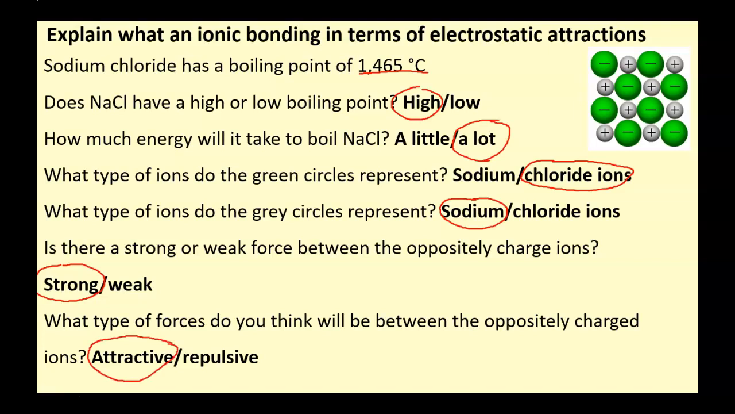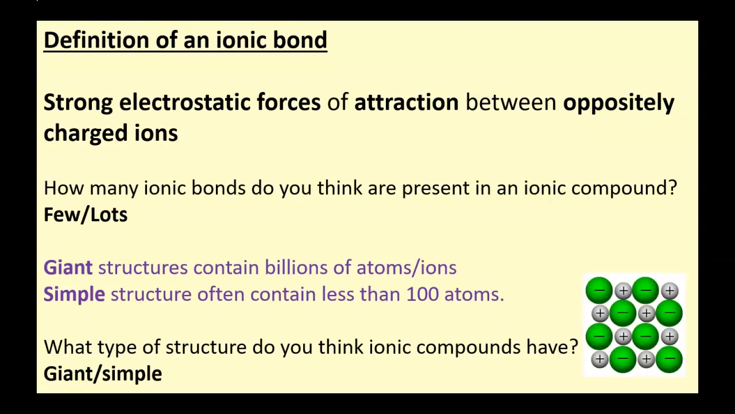If you think about an atom, we have a positive nucleus because of the protons in it, and these hold the electrons in electron shells. So oppositely charged particles will attract each other. This leads us to our definition of an ionic bond: strong electrostatic forces of attraction between oppositely charged ions.